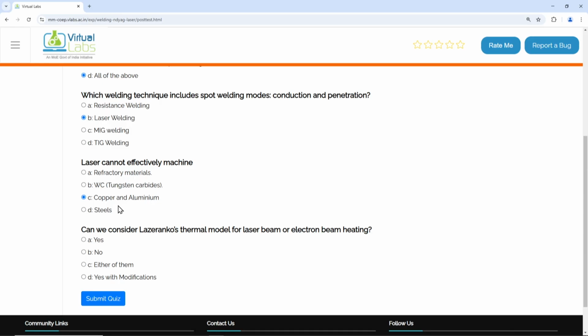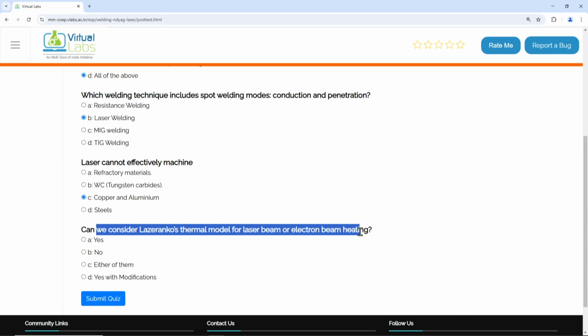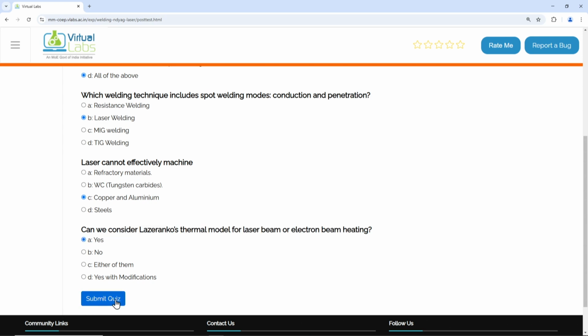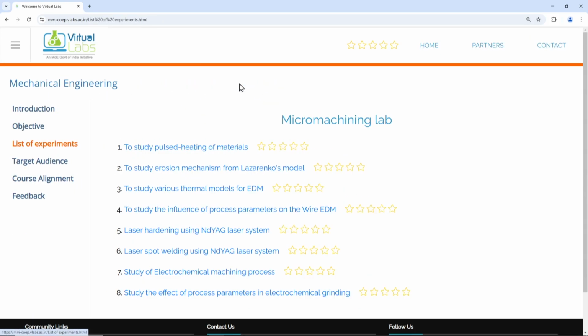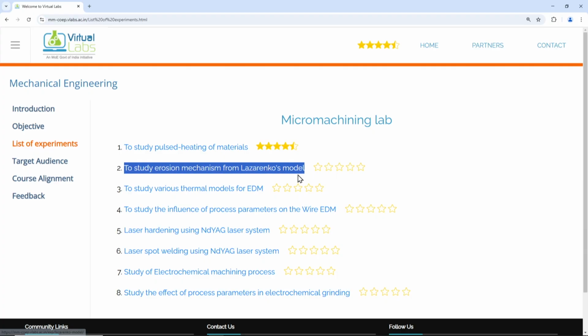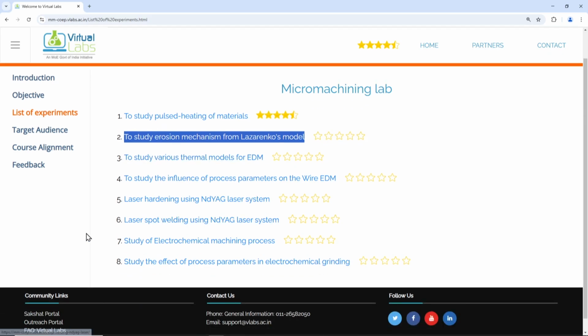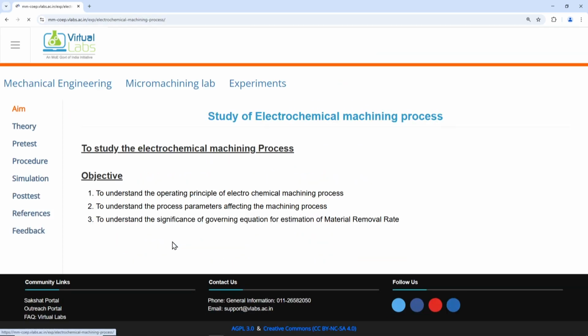So, can we consider Lazarenko's thermal model for laser beam or electron beam heating? Here, yes, that is the first experiment that is given here. Because that was not part of our study, I did not go through these experiments to study the erosion mechanism of Lazarenko's model. You can also walk through this experiment if you wish to. Let me now come to the electrochemical machining process.